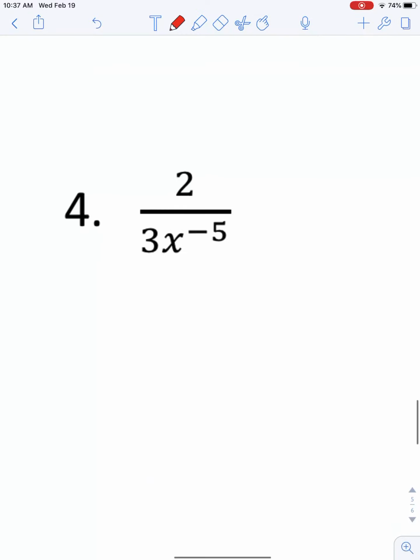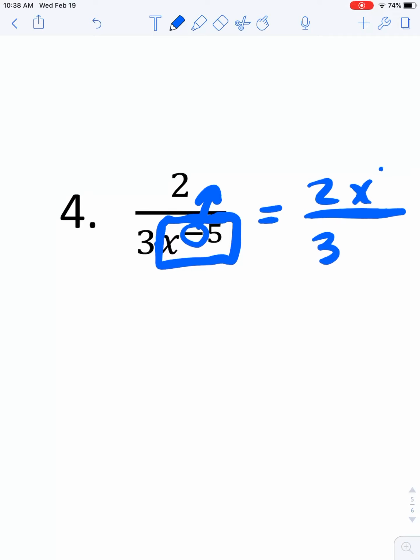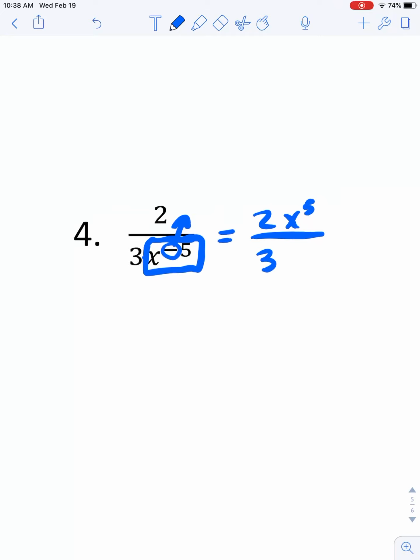Number 4. This 2, totally fine. There's no negative exponent with it, it's fine. This 3, totally fine. This x to the negative 5th, that has a negative exponent. That needs to move. So the 2 is going to stay up top, the 3 is going to stay down low, and the x to the 5th is going to move to the top. And that's going to be our final answer.